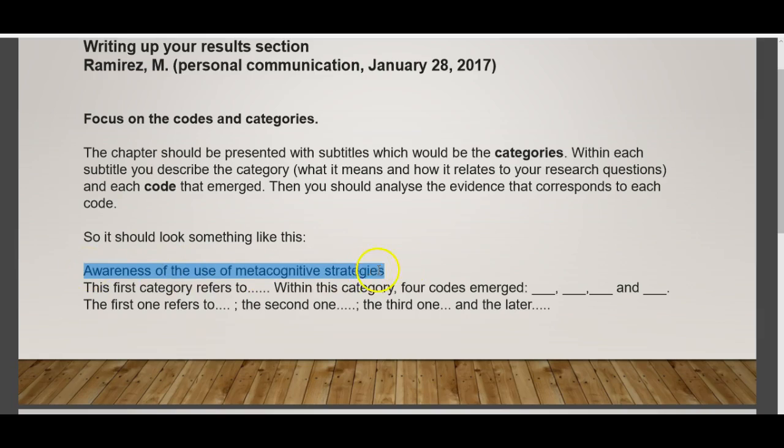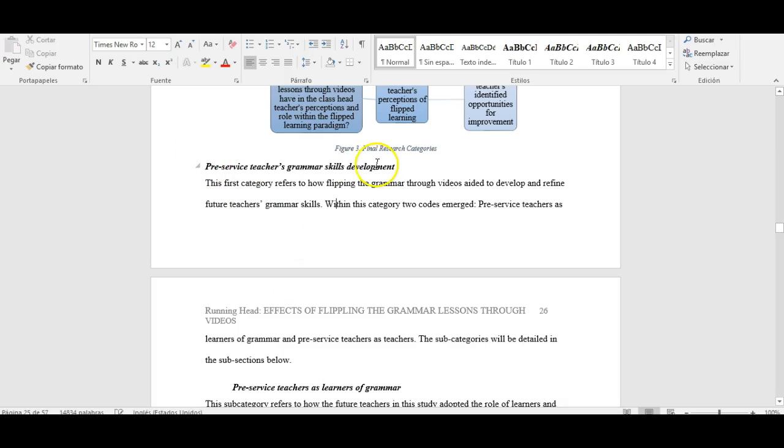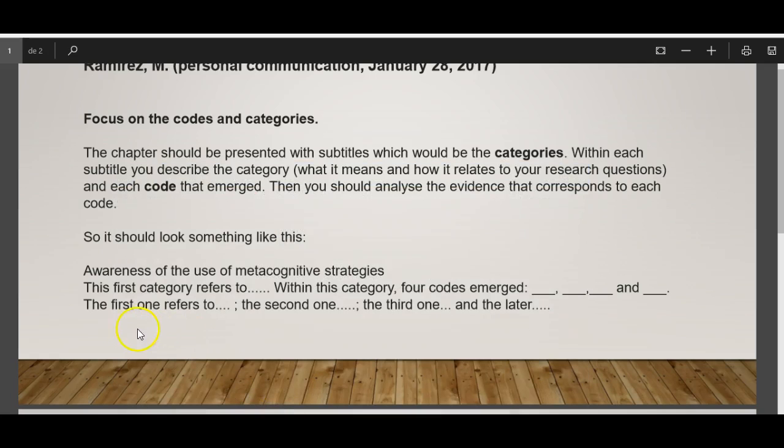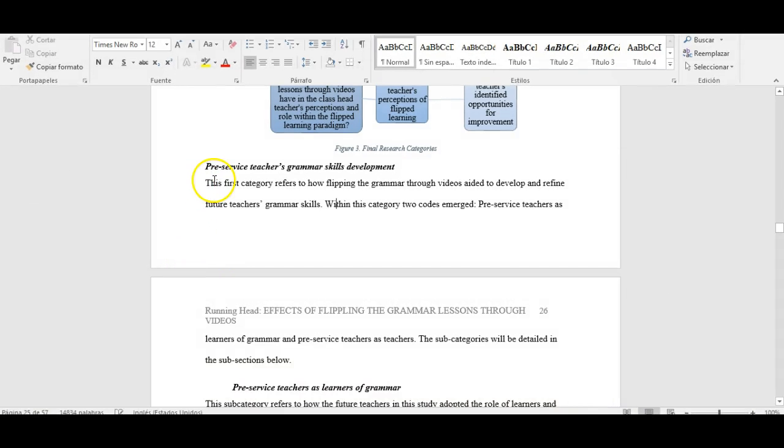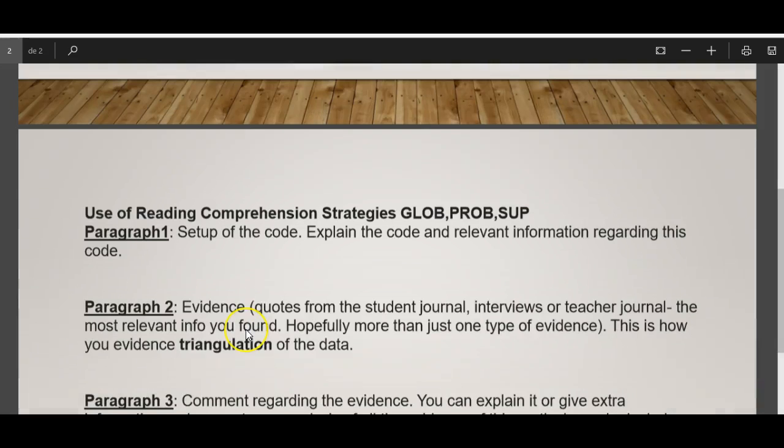So we have something like this: awareness of the use of metacognitive strategies. That would be the title, that in the case of Simone's paper is Pre-Service Teachers Grammar Skills Development. Then we have the first category refers to, within this category, 4 codes emerge, right? So as you can see, the structure is very clear. This first category refers to, within this category, 2 codes emerged, right? So it's pretty simple and easy to follow the structure.